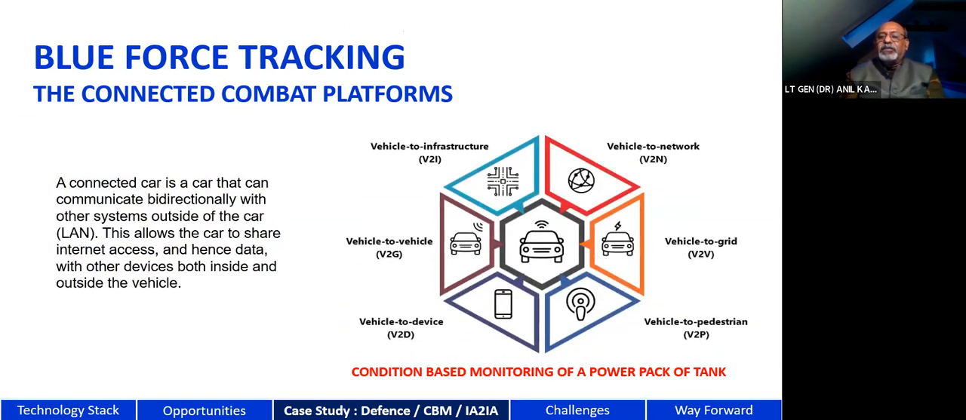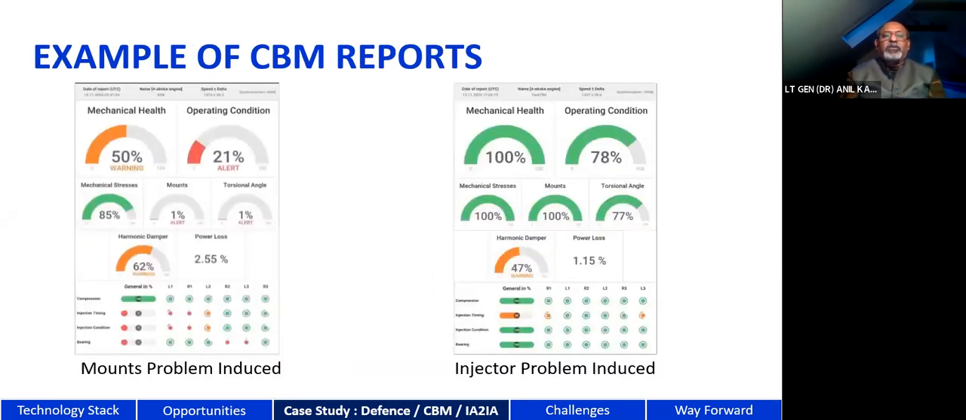And therefore, in the diagram that we just saw, we could look at a vehicle to infrastructure, a vehicle to a network, a vehicle to a grid, a vehicle to a pedestrian, a vehicle to a device, and a vehicle to vehicle, the way we have seen it. All interactions going on at the same time on a GIS platform to help correct a condition. Now, what is condition-based monitoring? Let's take a look at condition-based monitoring.